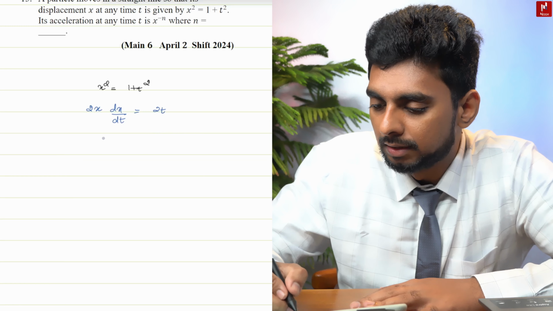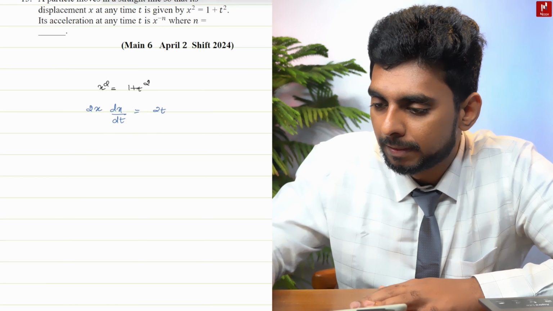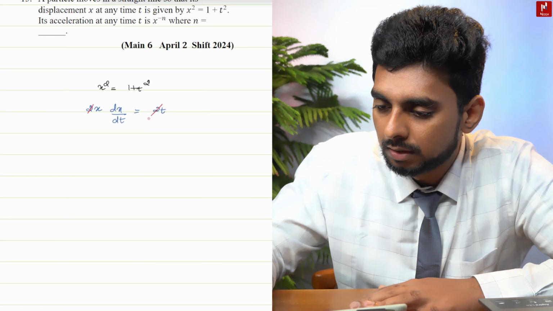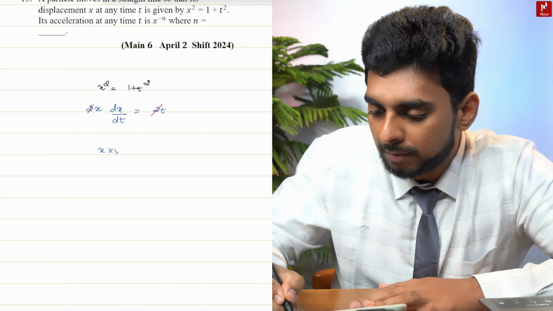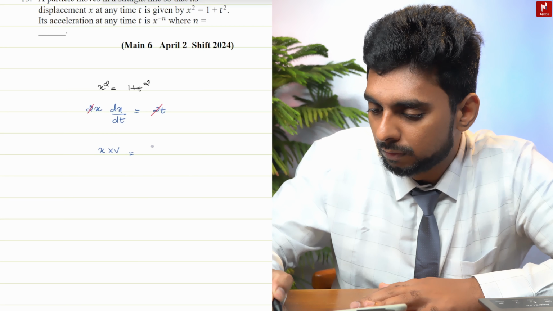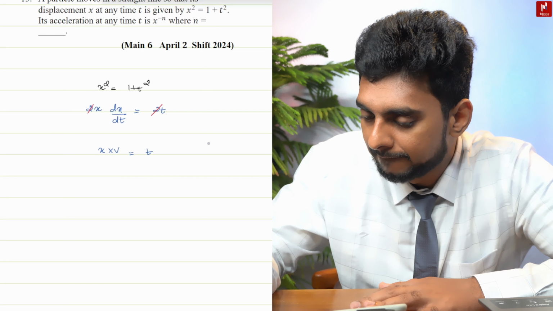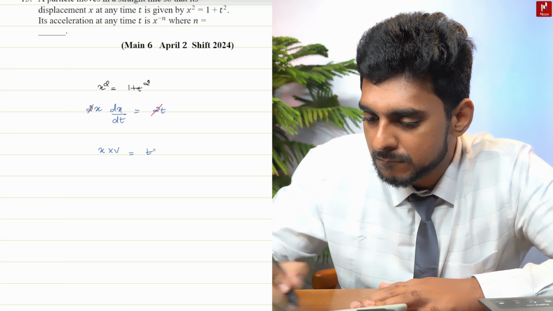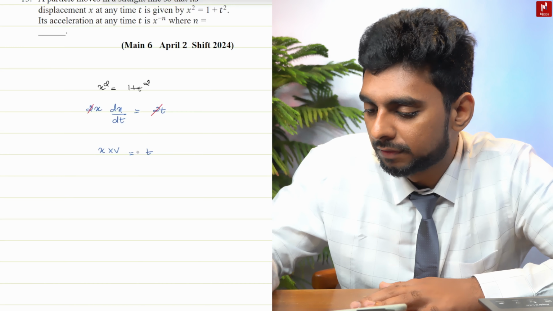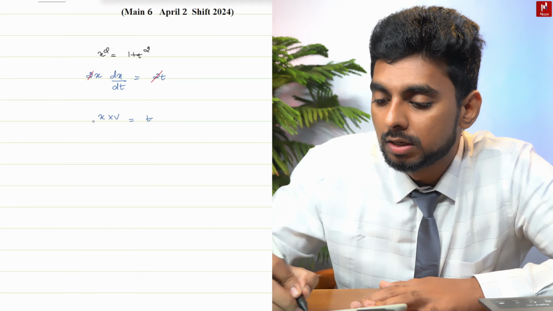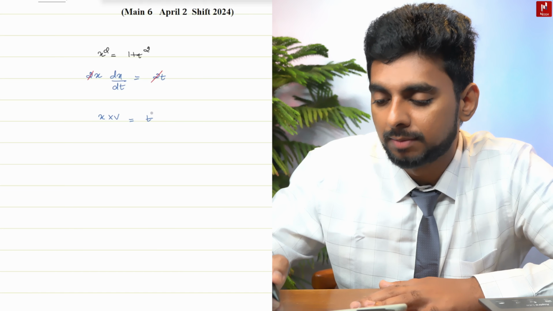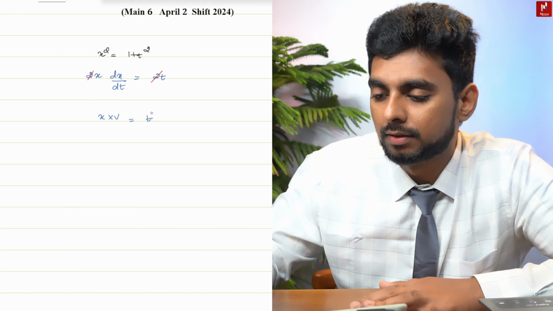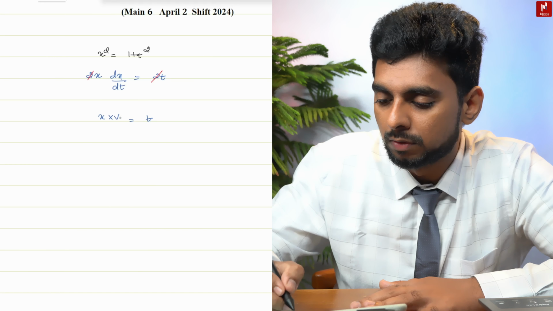So let me cancel out this 2. Therefore, you would get x multiplied by the velocity v, which will give you t. So now you have two different relations between x and v. Here I'm going to differentiate one more time to get the relation for acceleration. So if I differentiate this one more time, what would I get?